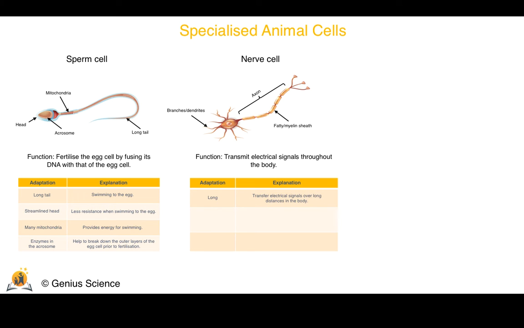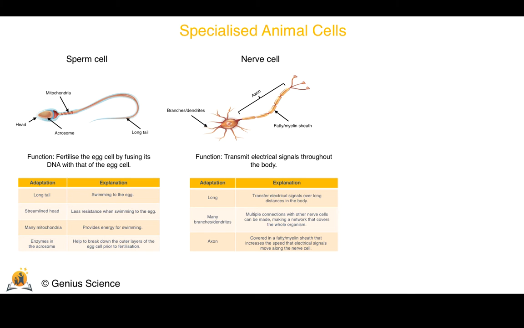Secondly, nerve cells have many branches, or dendrites as they're also called. And this is to ensure that multiple connections with other nerve cells can be made, making a network that covers the whole organism. Our last adaptation is the presence of an axon. And the axon is covered in a fatty or myelin sheath, and this increases the speed at which electrical signals move along the nerve cell.